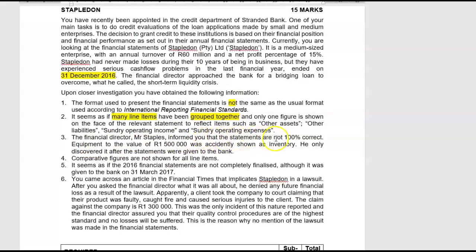The financial director, Mr. Staples, informed you that the statements are not 100% correct. Well, you know that that is one of free from error. So it's not free from error because it's not 100% correct.